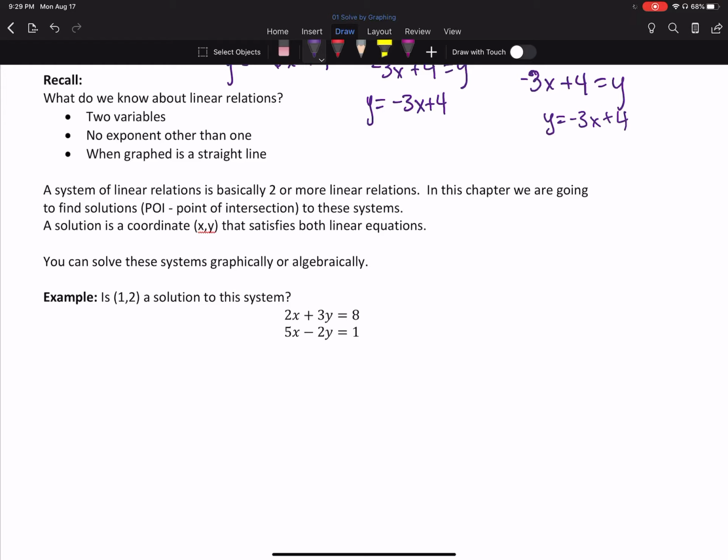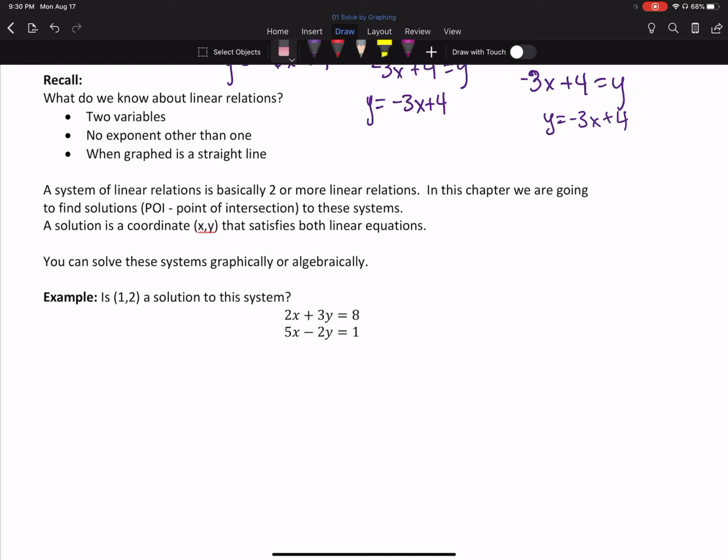All right, let's remind ourselves what linear relations, what do we know about them? We know that there's an x and a y, so two variables. All of the variables only have an exponent of 1. And if we think back to quadratics, quadratics has an x squared value, but linear is just y and just x. And then when we graph any of these linear expressions or any equations, we will get straight lines.